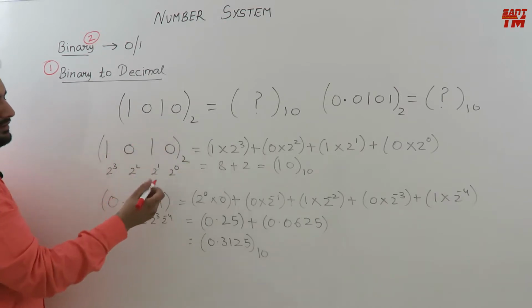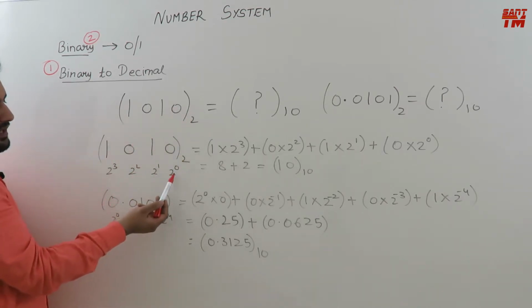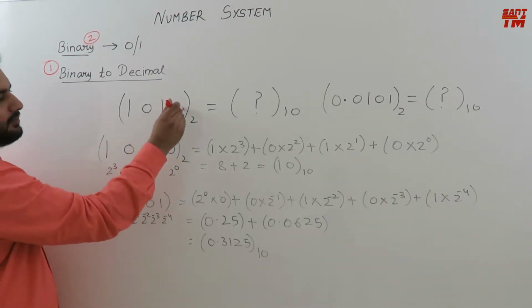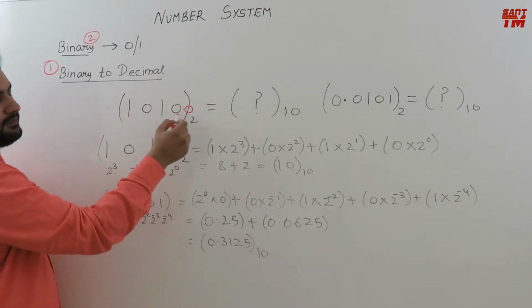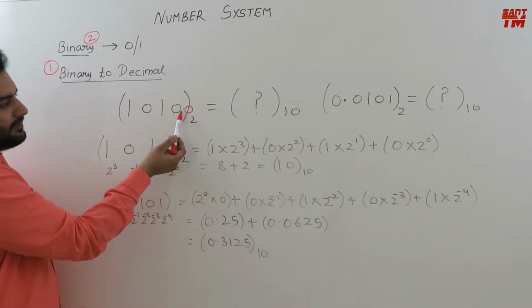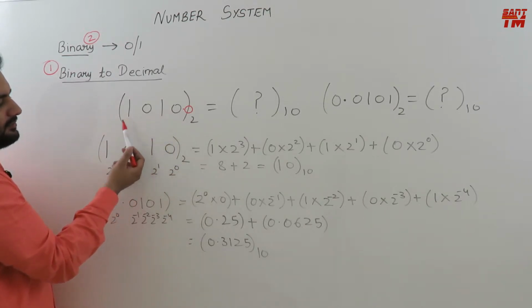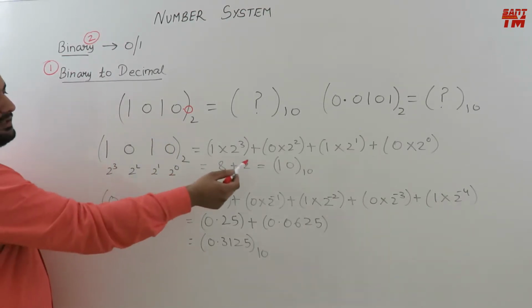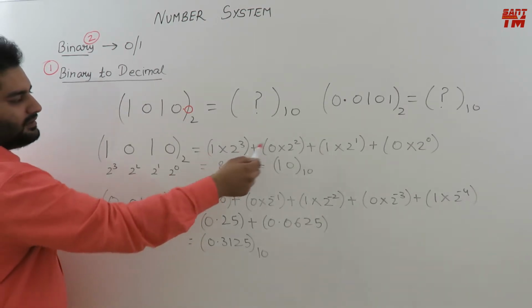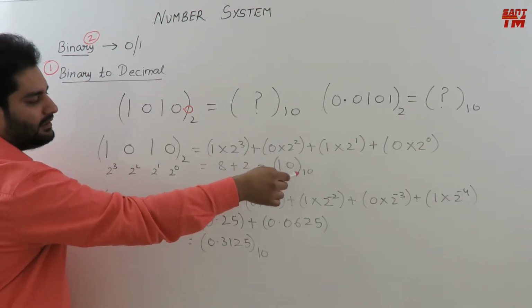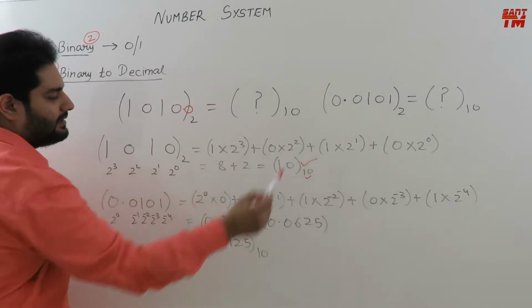So we write it like this. Now there is no point, so we start with 2 raised to the power 0. We assume point 0 here. Now this point 0 has no value, so from the left hand side we will put 2 raised to the power 0, 2 raised to the power 1, 2 raised to the power 2, 2 raised to the power 3. That's what we have done, and finally we have got the result as this one, and 8 plus 2, finally 10, which is base 10, which is a decimal number.